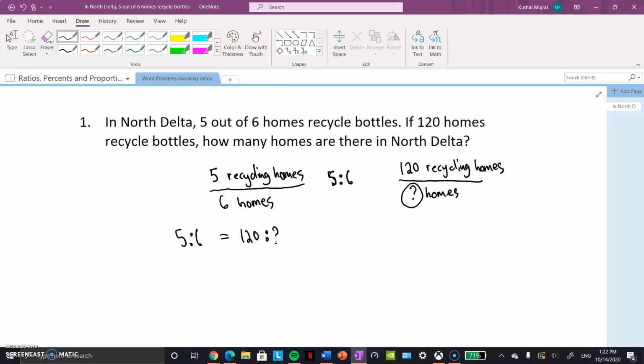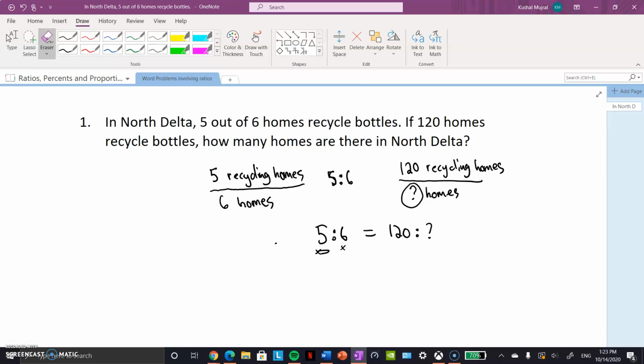So the first thing we're going to want to do is turn this 5 into 120 so that we can find out what this is. Because the ratio of 5 to 6 is the same as the ratio of 120 to what we're looking for, whatever we multiply this by, we can also multiply this. Let me just show you what that means.